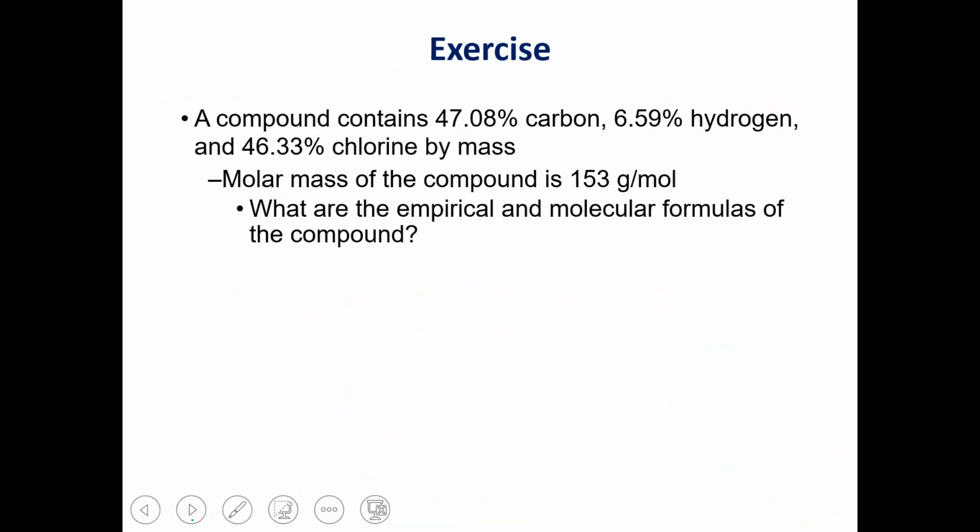So let's try one more example here. We have a compound that contains 47.08% carbon, 6.59% hydrogen, and 46.33% chlorine by mass. And the molar mass of the compound is 153 grams per mole. So we're going to do the same procedure here.